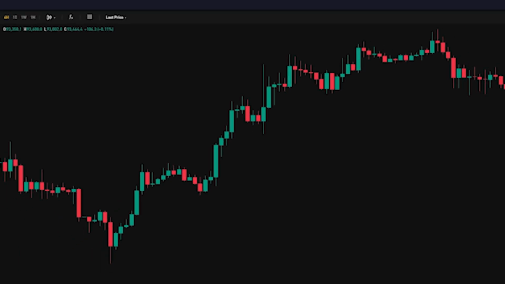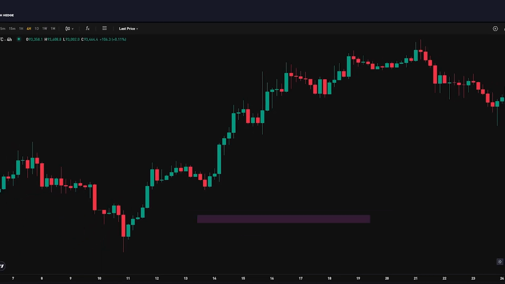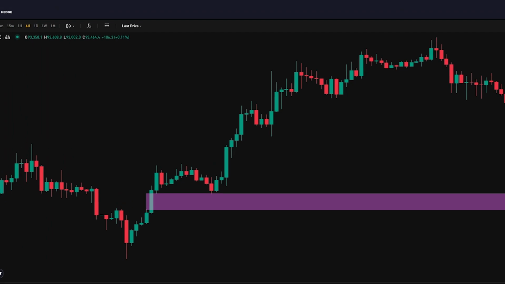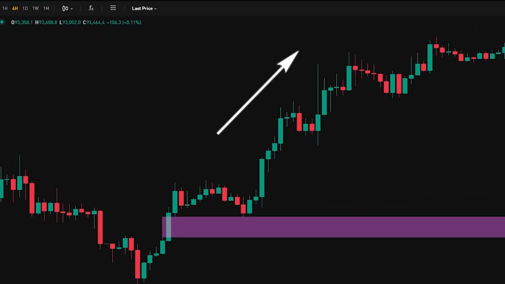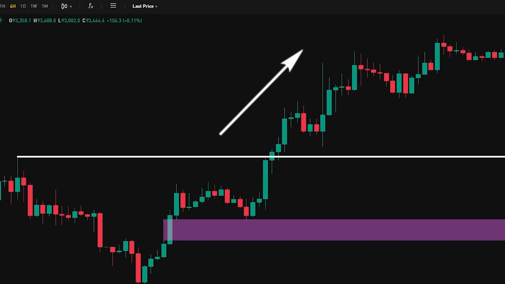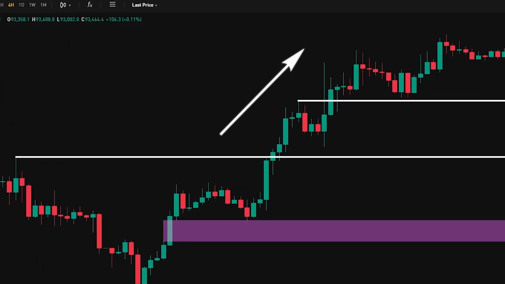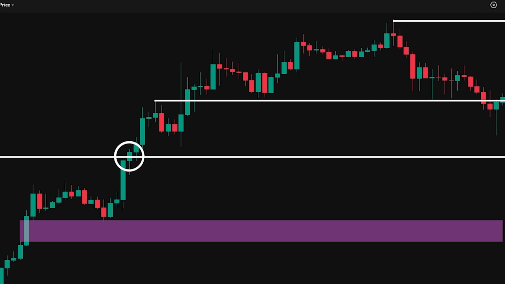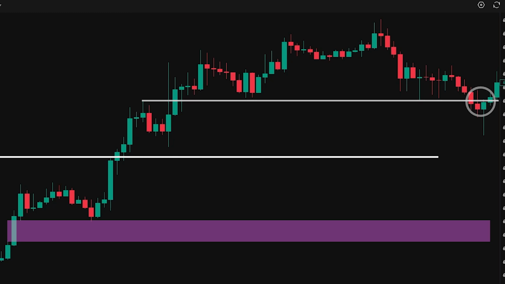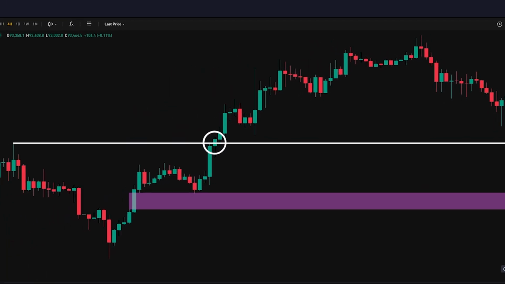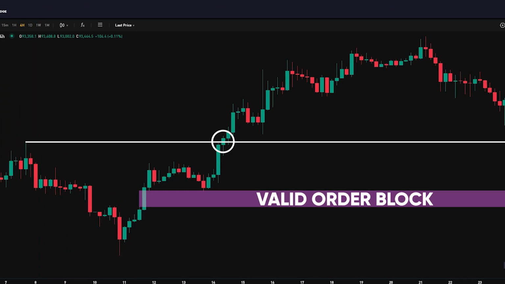The third sign is a break of structure or a change of character. If a block is the footprint of large participants, it is always followed by a change in market structure. In an uptrend, each high is higher than the previous one. In a downtrend, each high is lower. A break of the previous high is a break of structure. A transition from growth to decline is already a change of character. And only if after the block we see a break or a change of character can we say that this is a real, valid order block.